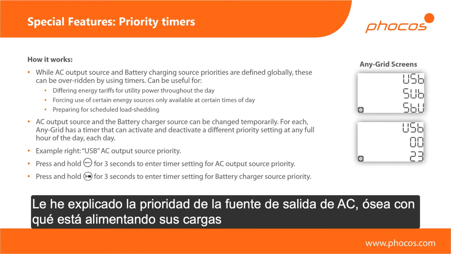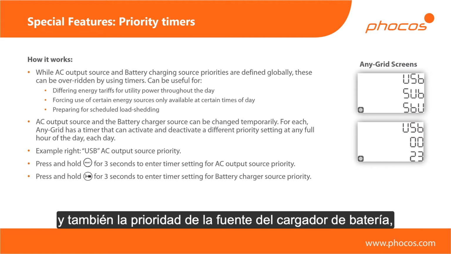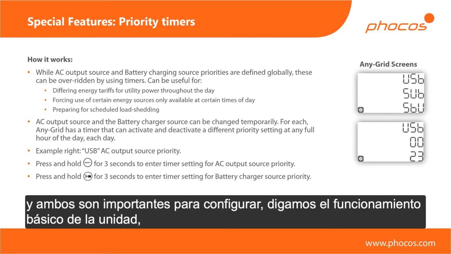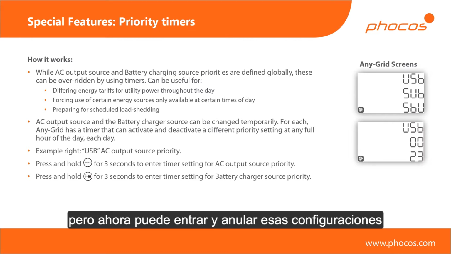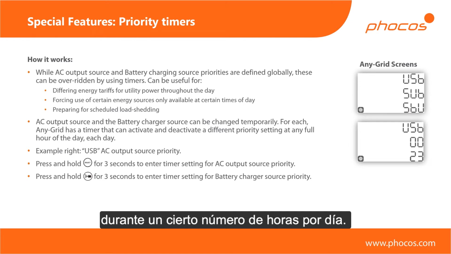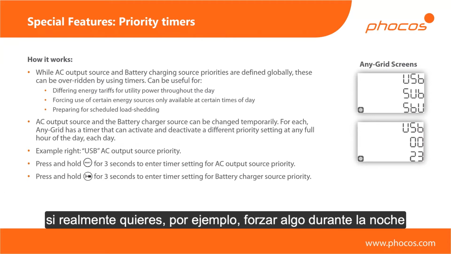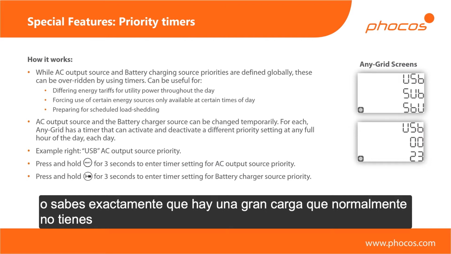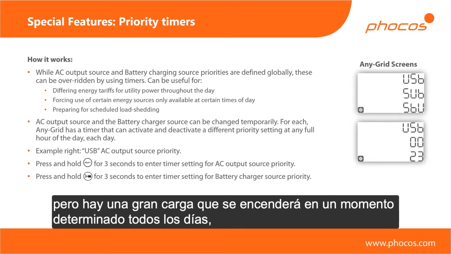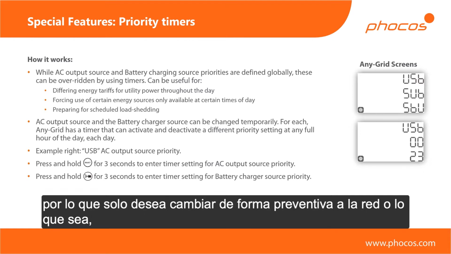So I've explained the AC output source priority, so what you're powering your loads with, and then there was the battery charger source priority. So both of those are important to set up, let's say, the basic functioning of the unit. But now you can go in and actually override those settings for a certain number of hours per day. So this, I think, is particularly valid as a scenario if you really want to, for example, force something during the night, or you know exactly that there's a huge load which normally you don't have, but which will turn on at a certain time every day, so you just preemptively want to switch to the grid or whatever.